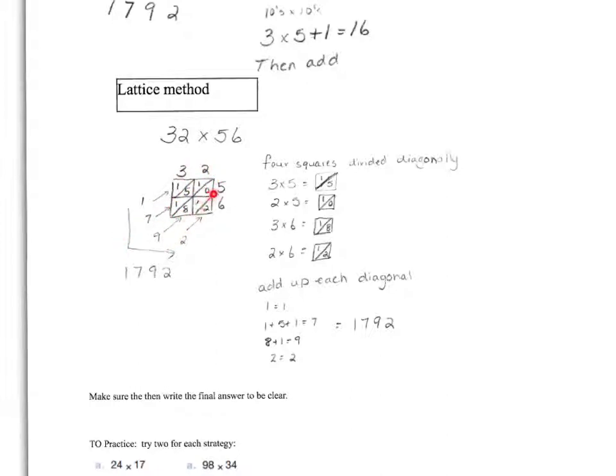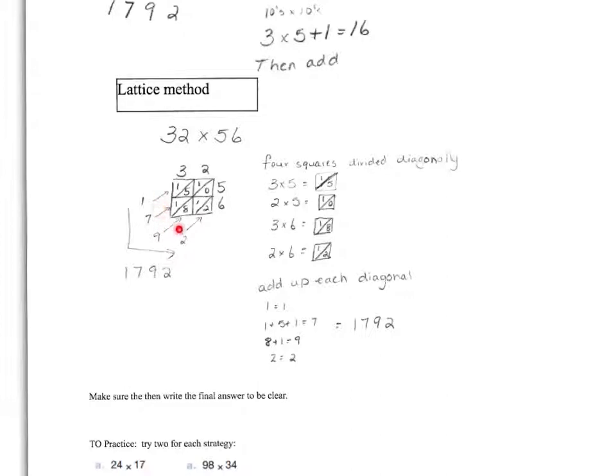Okay, so 2, well, nothing adds with 2, so it's just 2. Here we have 8 plus 1 is 9, plus 0 makes that 9. Here we have 1 plus 5 plus 1, which is 7, and we're left with just 1. So this then makes that final answer.